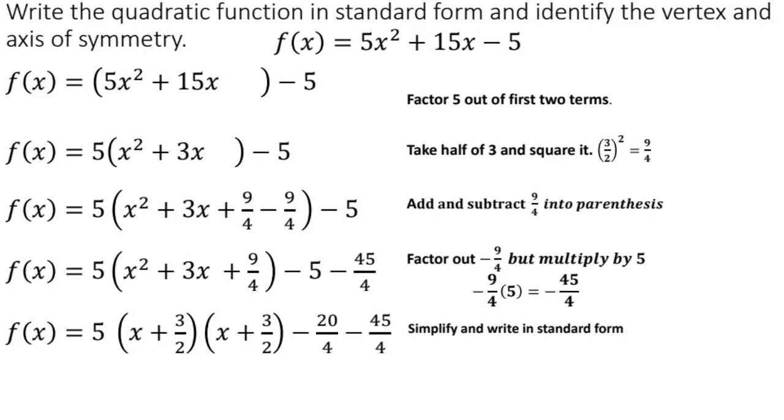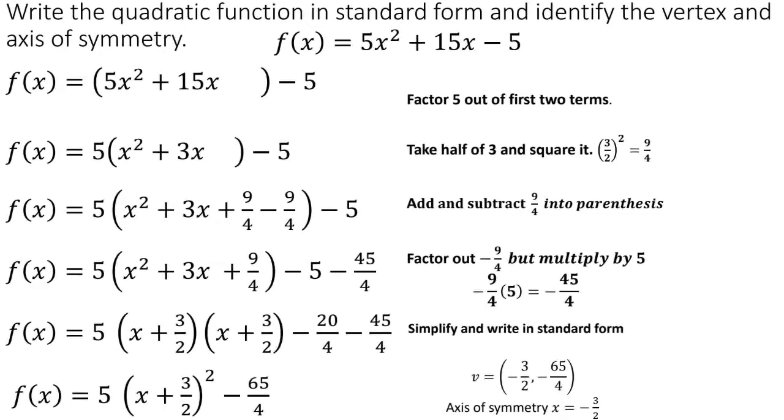Now, to add the fractions outside, we need a common denominator. So we converted the negative 5 into negative 20 over 4. Now we can add those fractions and simplify. So the answer in standard form is 5 times x plus 3 halves squared minus 65 over 4.